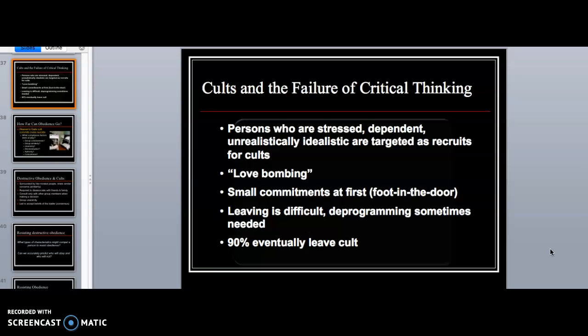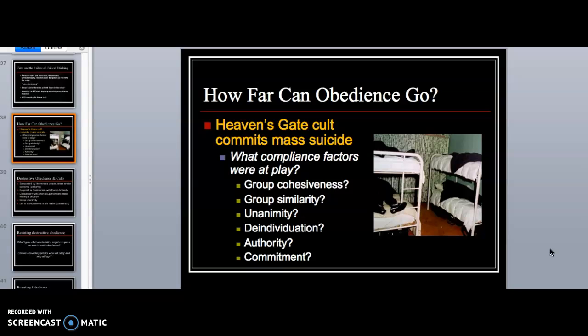Deprogramming is sometimes needed. 90% of people eventually do leave cults when they're a part of it, but then new recruits come in, so they always exist. But cults require you, by their very nature, to dissociate from anyone you know, to remove yourself from your family and your friends. In fact, that's what happened with the Heaven's Gate cult.